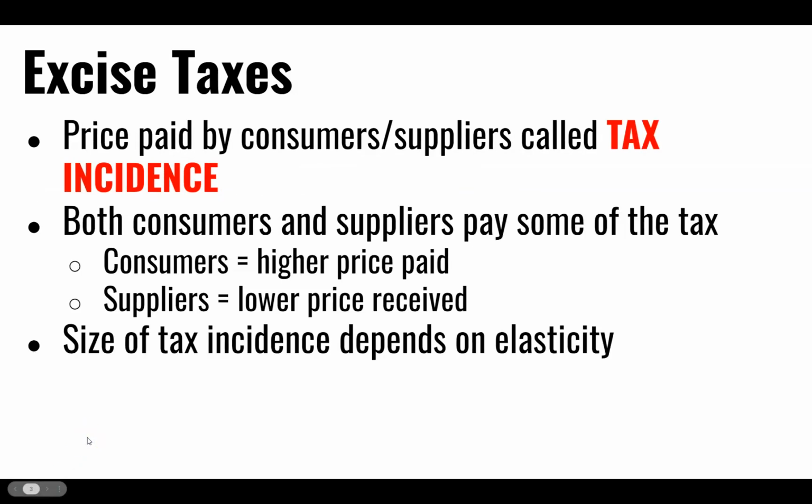So excise taxes are paid by both consumers and suppliers. It turns out that it doesn't matter who the tax is imposed on, whether it's consumers that have to pay the tax or suppliers, both sides will have to pay a portion of the tax. Consumers will pay in the form of a higher price, and suppliers will pay in the form of a lower price received. Now, who has the higher tax incidence, who has to pay the highest portion of the tax, depends upon the elasticity of supply relative to the elasticity of demand. And we're going to take a look at that in just a second.